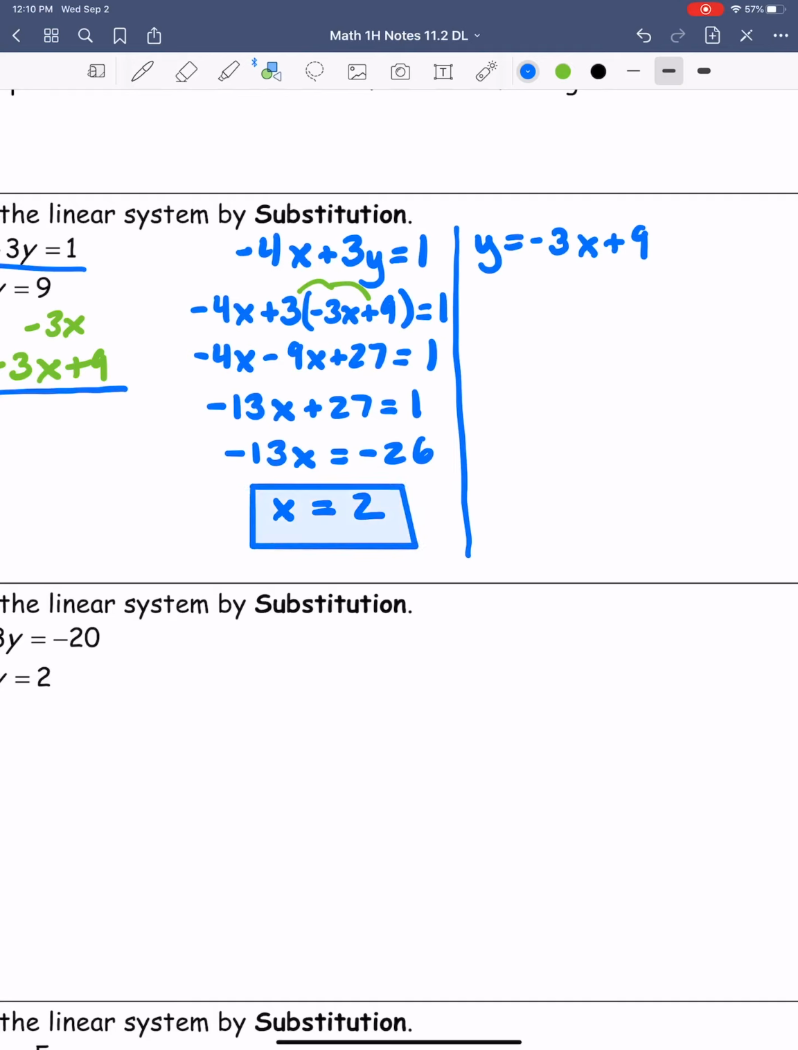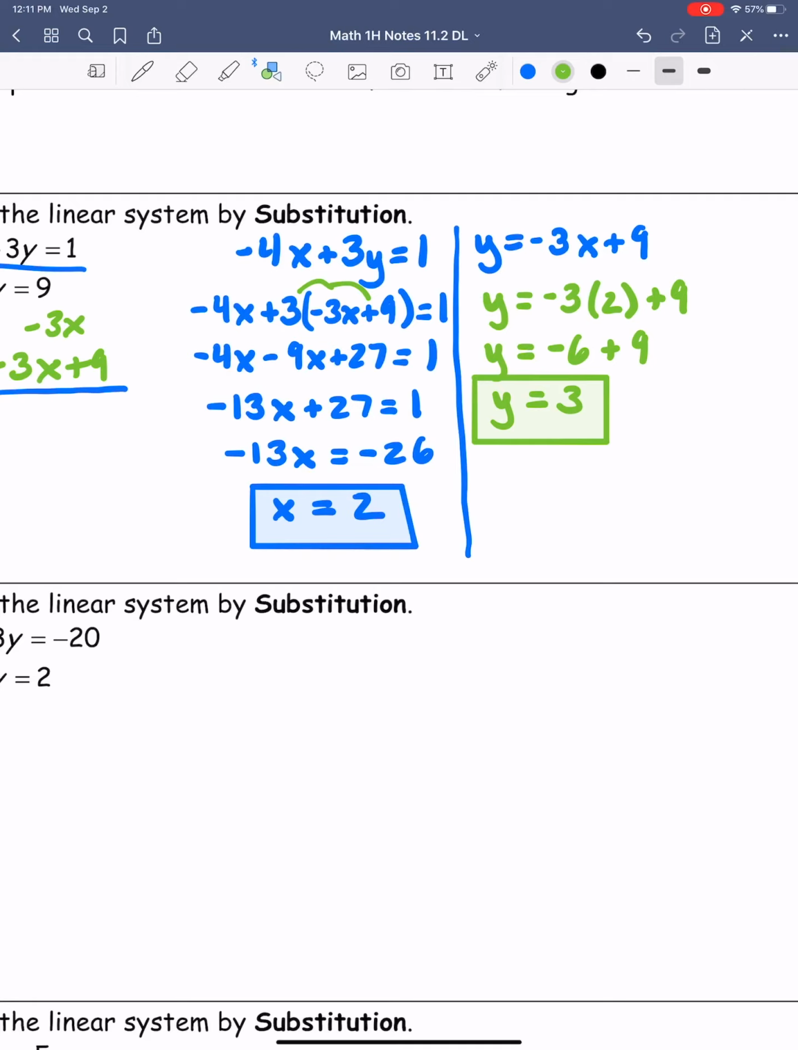And so that's one answer that we have, x equals positive 2, but that's only half of the answer for this system, because remember, it needs an x and a y. So now I'm going to take this x value that I just found, plug it in for x, and then solve for y here. So it's going to look like this. I'm going to say y equals negative 3, and then instead of x, I'm going to punch in 2, plus 9, and then I'm going to solve here, so y equals negative 6 plus 9, which means that y equals positive 3.